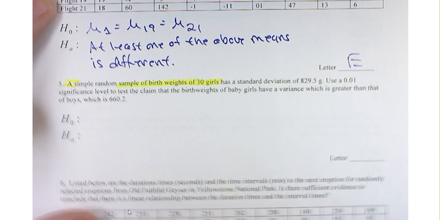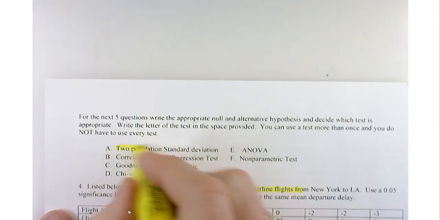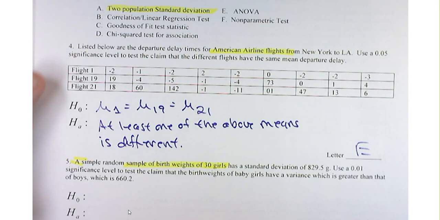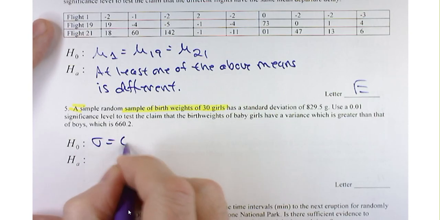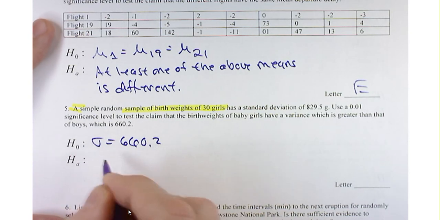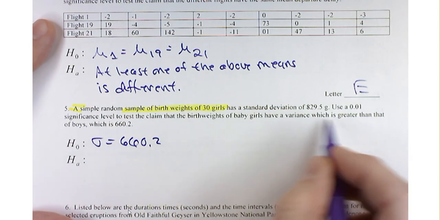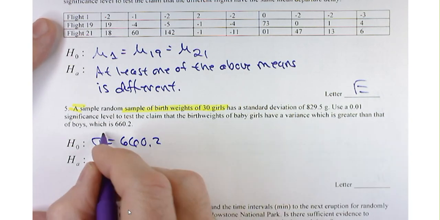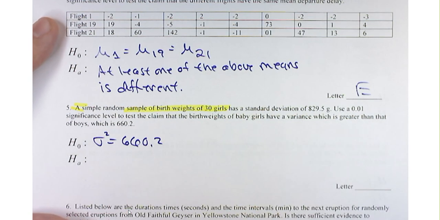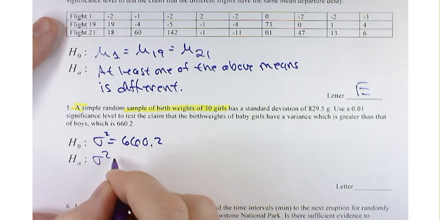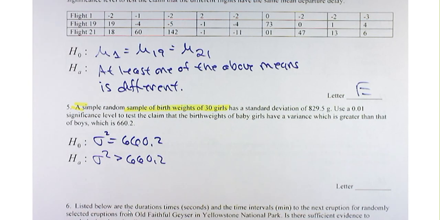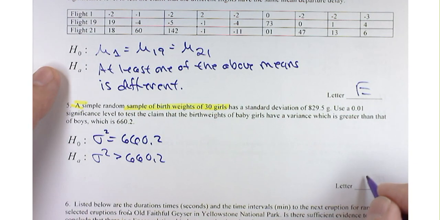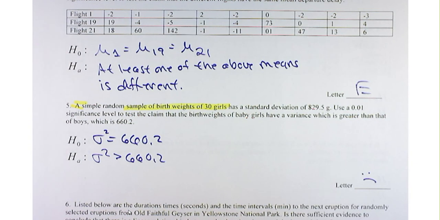Well, our hypothesis is for testing 2 population standard deviations, not 1. So the way it's written, you should actually be doing something like this. You should say sigma equals 660.2, and the alternative is that it has a variance that's greater than that. So sigma squared is greater than 660.2. That's the way it's written, so there is no letter there amongst your choices.